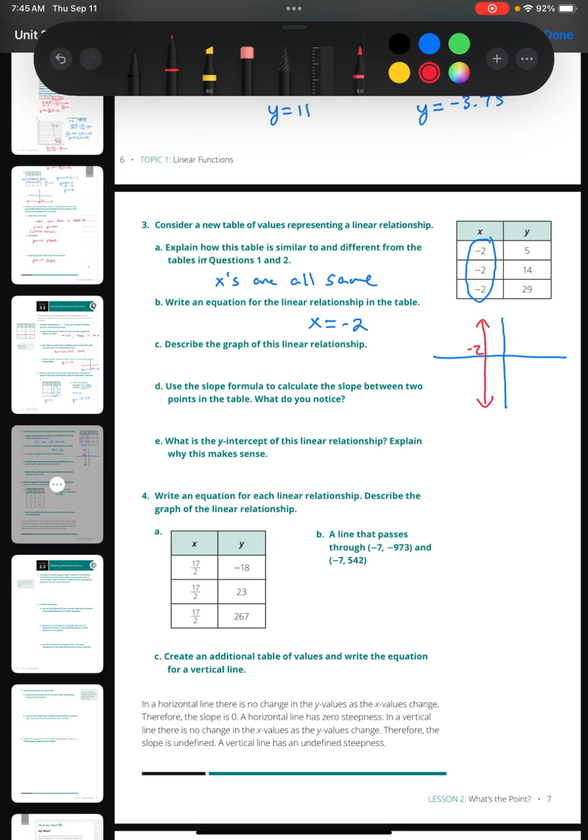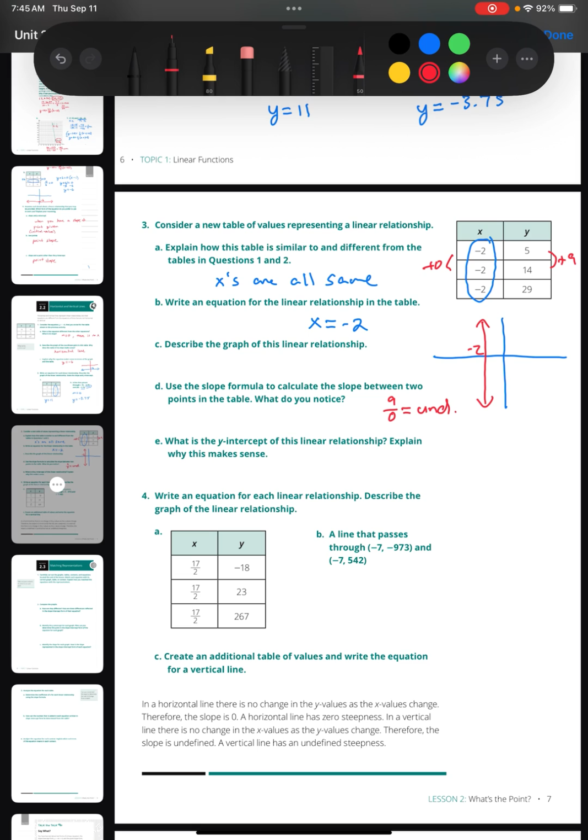D, use the slope formula to calculate the slope between 2 points in the table. So we'll do it once, but again, if you recognize those x's are the same, that's going to be an undefined slope. So if I choose change in y, that's up 9. Change in x is 0. So the reason why our slope is undefined is change in y divided by change in x, you can't divide by 0, so it is undefined.